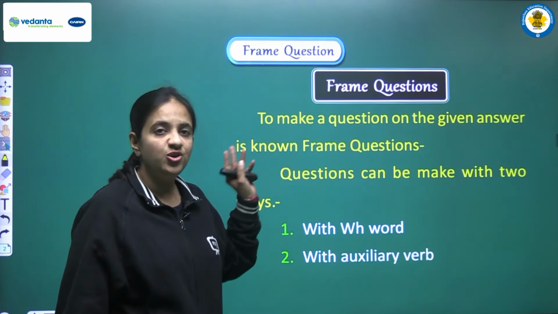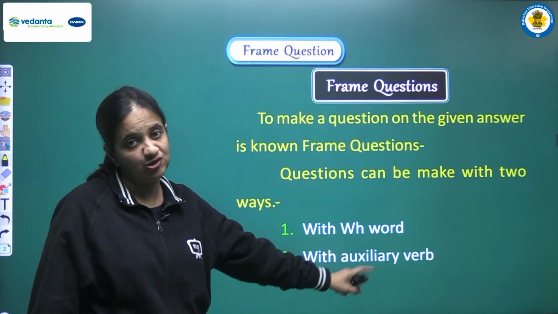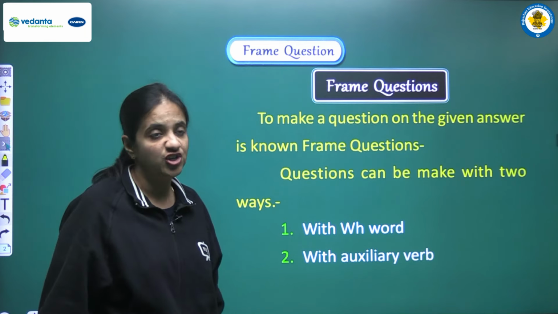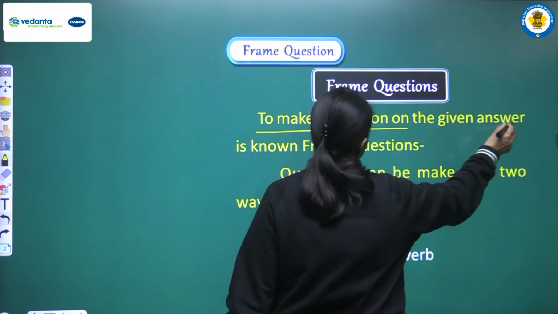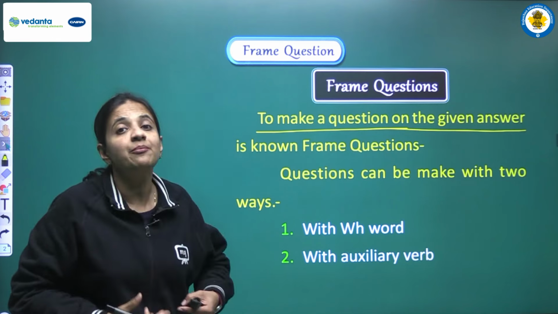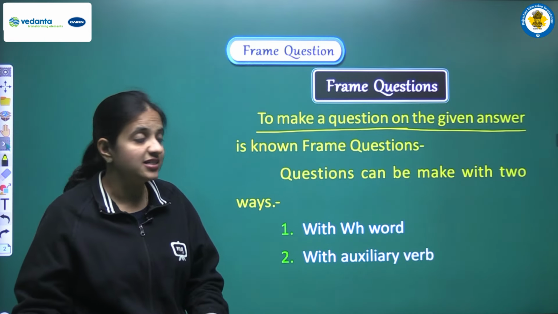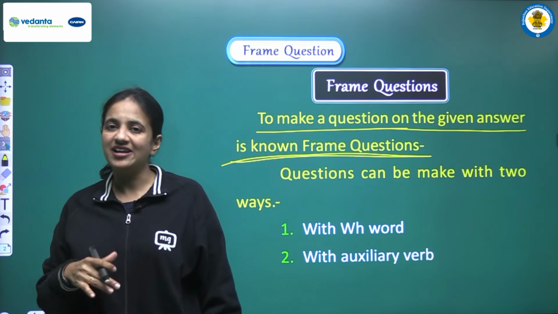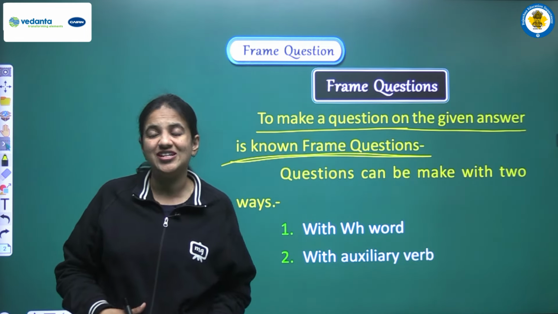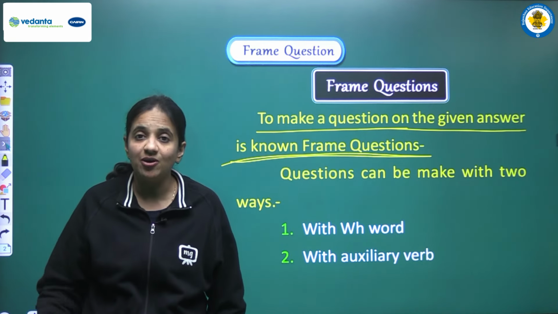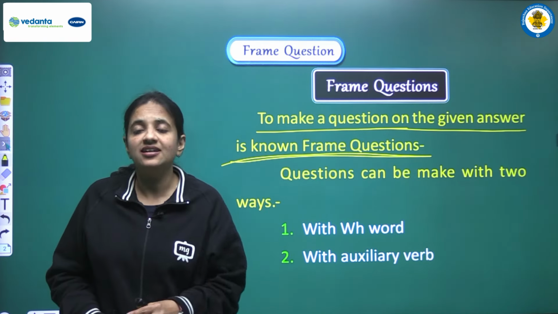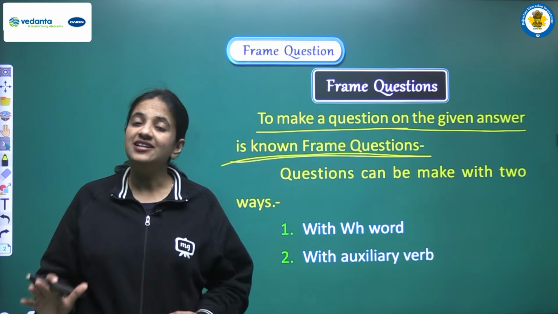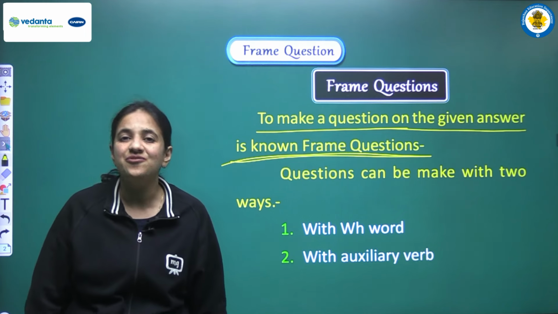So first of all, let's try to understand what this term frame question actually means. To make a question on the given answer is known as frame question. So yes, we will have one answer and if we are framing, if we are making a question of that answer, that is known as a frame question. So generally in the exam we have the questions and we have to answer those questions, but in this particular topic we will have the answer and after reading the answer we have to make the appropriate question of that answer. Clear? So this is the topic that is known as a frame question.